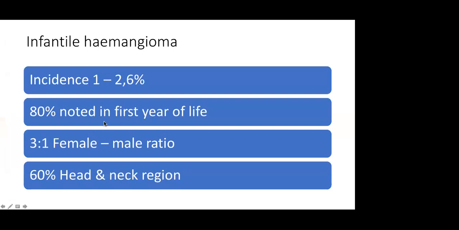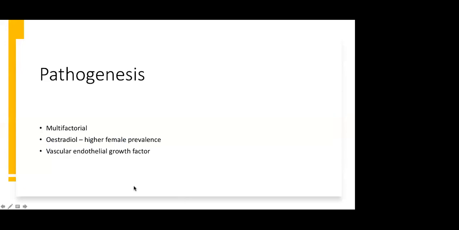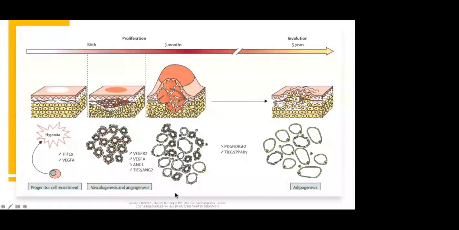So infantile hemangiomas have an incidence of about 1 to 2.6%. 80% of them are noted in the first year of life, with a 3 to 1 female ratio, and 60% of them are in the head and neck region. The pathogenesis is multifactorial, but estradiol has been linked to the pathogenesis, postulated because of this higher female prevalence, and also vascular endothelial growth factor. So this is just a schematic that shows that there's a hypoxic event in the local tissue during development, with vascular endothelial growth factor and insulin-like growth factor activation and angiogenesis.